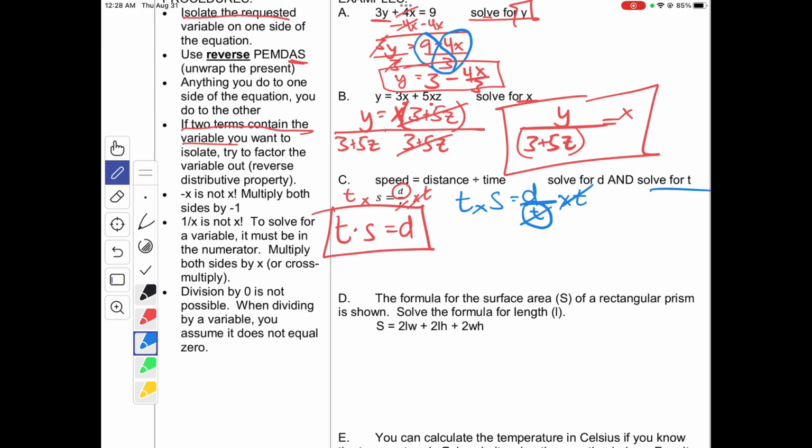Time divided by time is 1, and so multiplying or dividing by 1 doesn't do anything to the d, so we just have the value d on the right-hand side. And on the left-hand side, we have time times the speed. Remember, my goal is to get time all by itself, so I'm going to divide away the speed, because I don't want the speed there anymore. And I get that time is my distance divided by my speed.